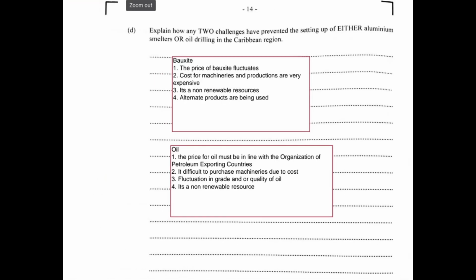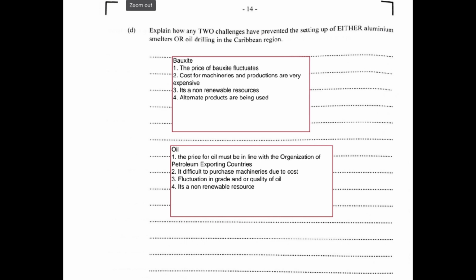Part D, explain how any 2 challenges have prevented the setting up of either aluminum smelters or oil drilling in the Caribbean region. So at first I'm going to talk about bauxite, and I'll look at oil after. Now, 2 challenges that have prevented the setting up of aluminum smelters in the Caribbean are: 1, the price of the bauxite fluctuates greatly on the world market, which causes serious problems to a country that heavily depends on its earnings. So the price fluctuates, right?